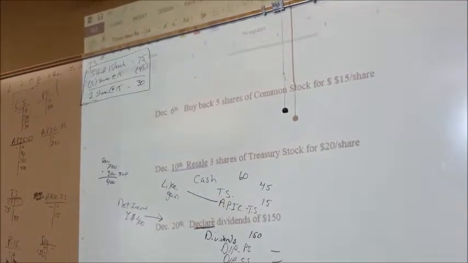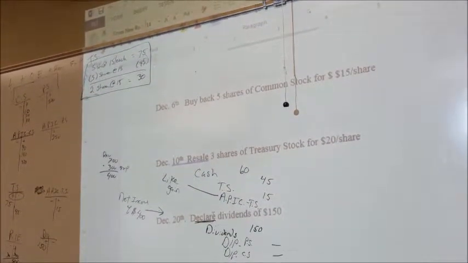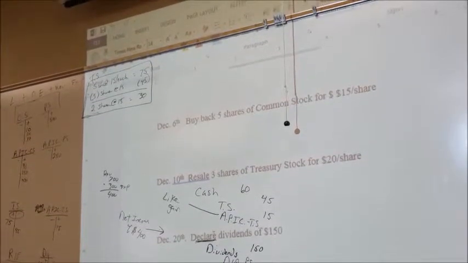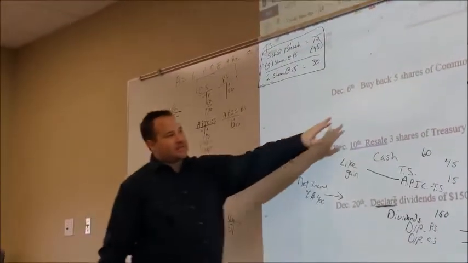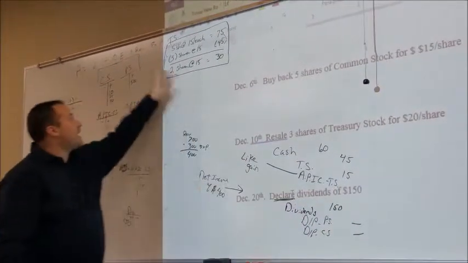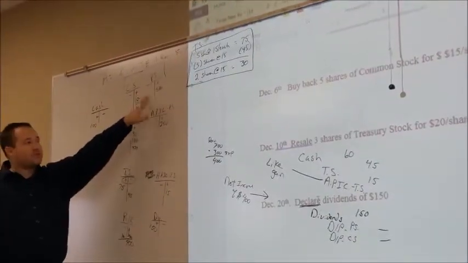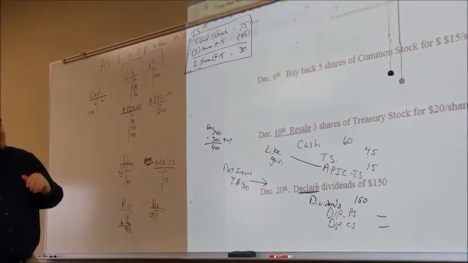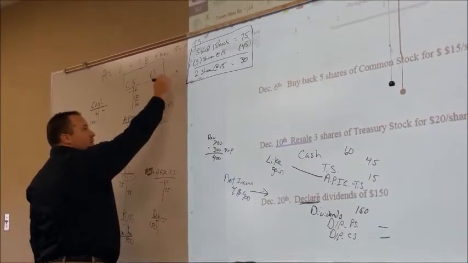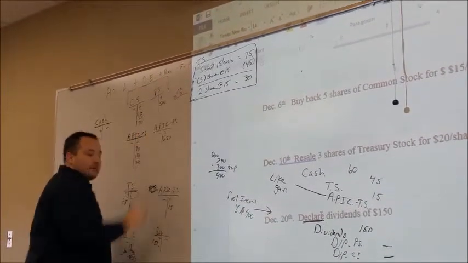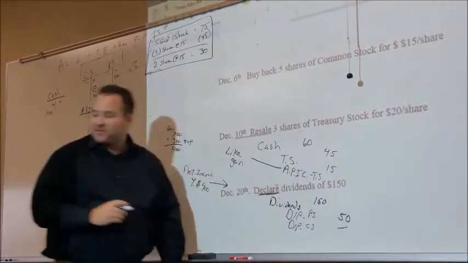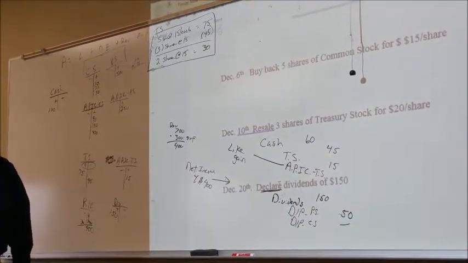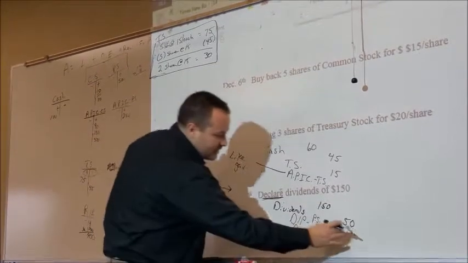How many shares do we have outstanding of preferred stock? Because you only pay dividends on those that are still outstanding. 10. Yeah, the treasury stock that we bought back was common stock, so we didn't buy back any preferred. All 10 shares are still out there. So of the 10 shares, they get paid $5 each, so I'm going to be paying my preferred stockholders $50. The rest goes to common stock.